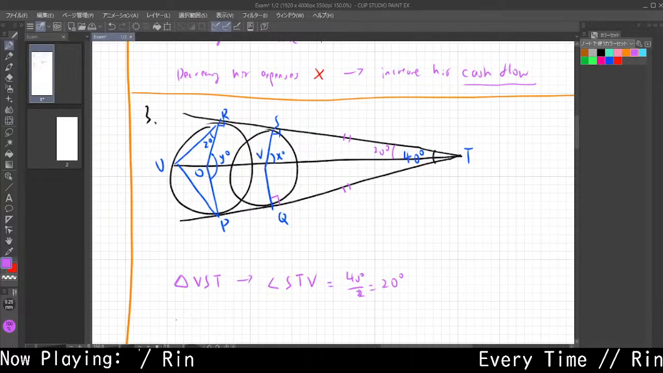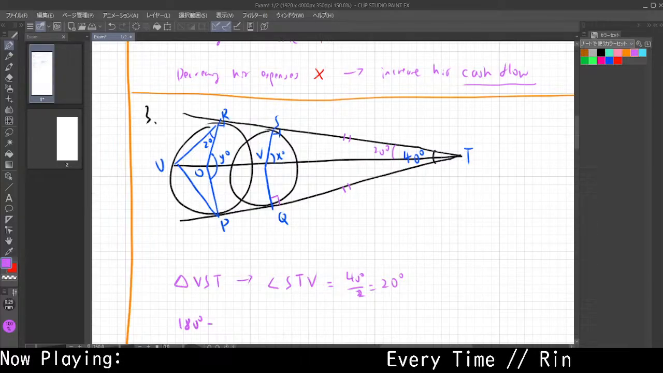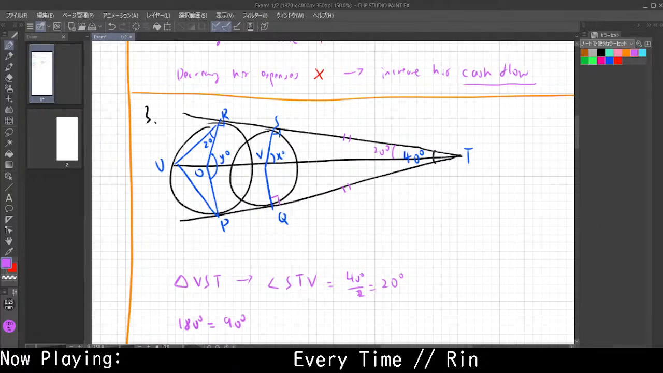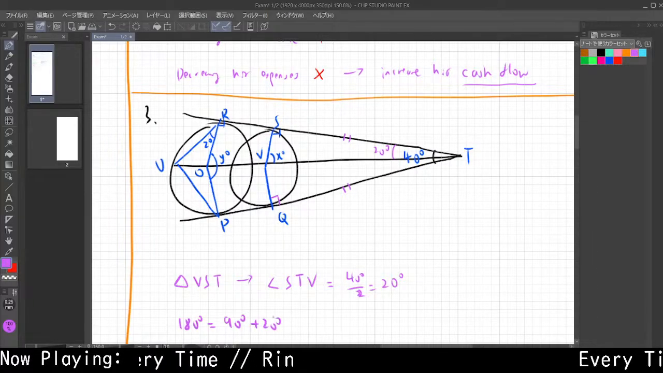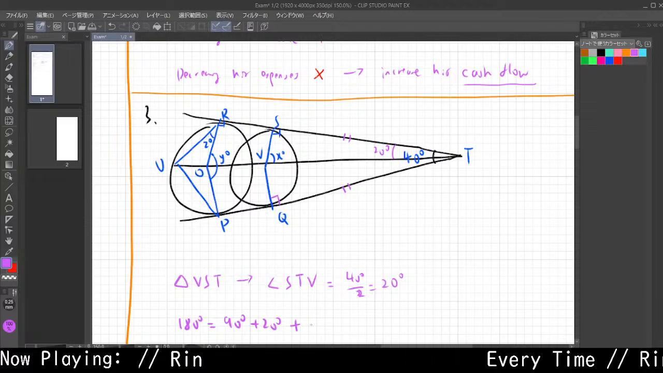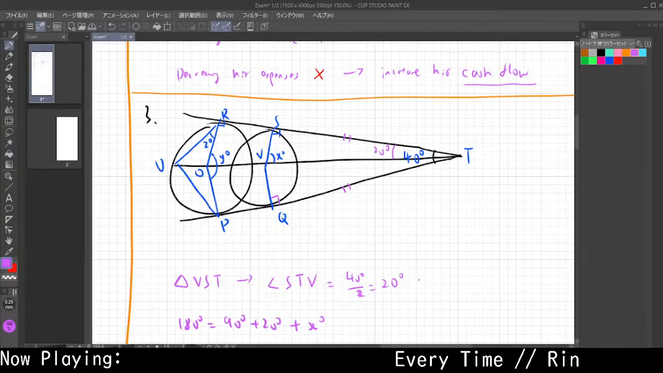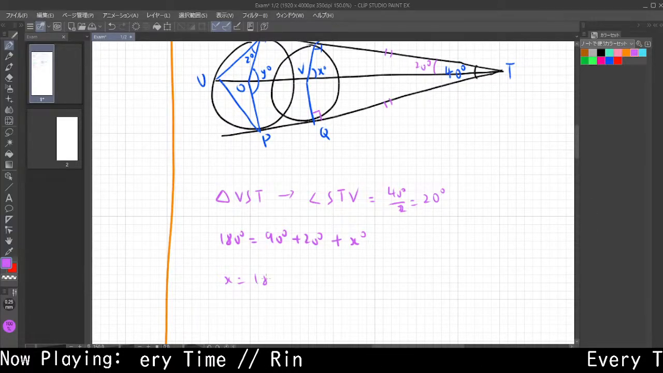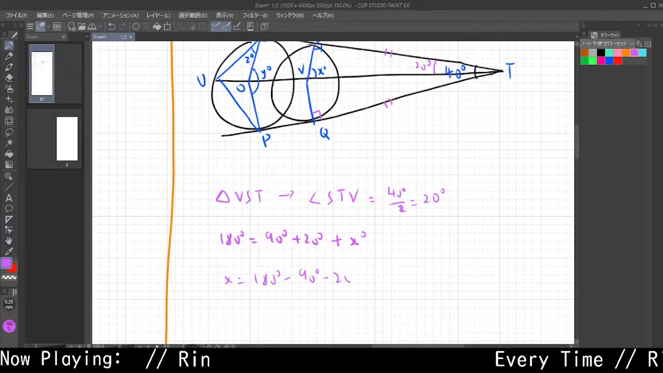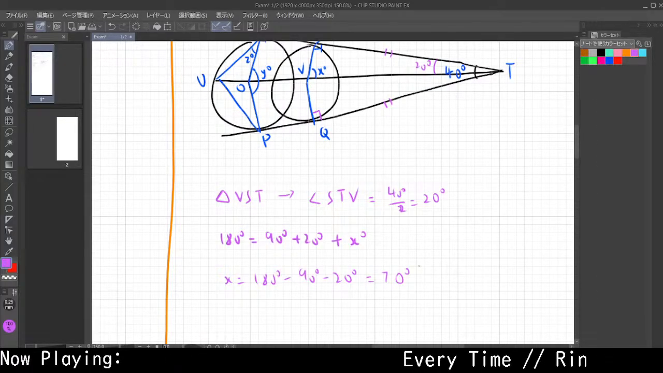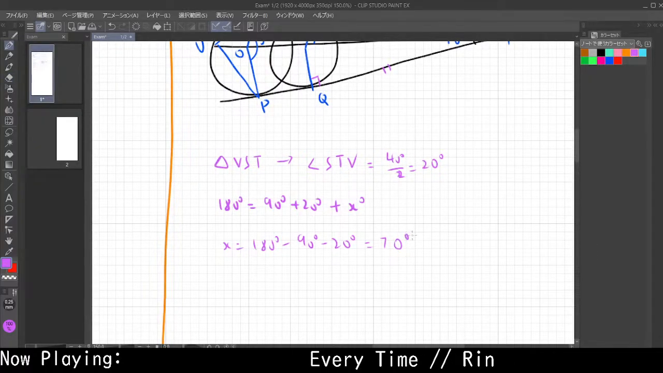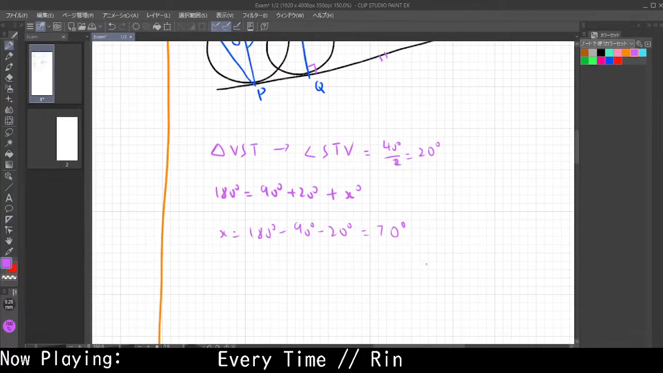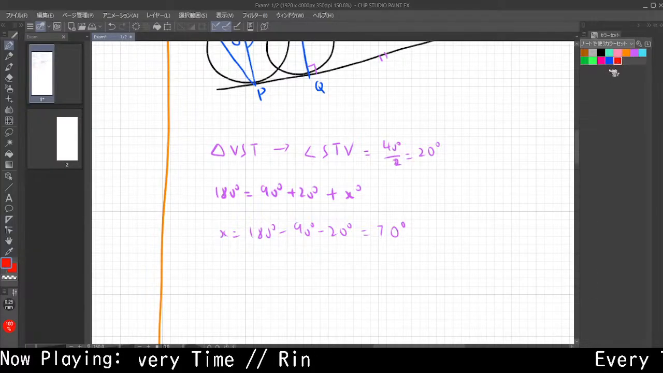Okay, then therefore your 180 equals your 90, your tangent line, plus 20 over here plus your x, your SVT, like this. So to find your x, let's bring everything over. I'm doing this very slowly. If you want to speed this up, feel free to, because this question is only 3 marks, so it's basically just 1, 1, 1.